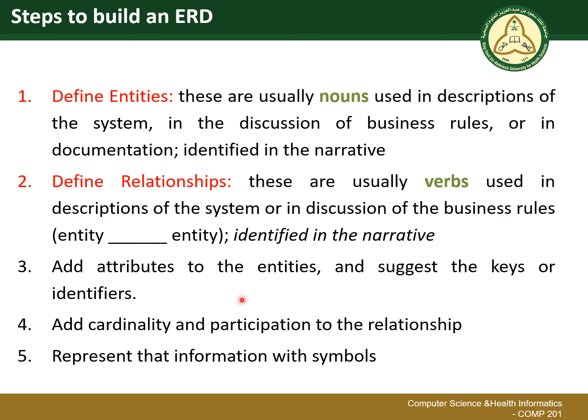Third, add the attributes to the entities, the fields, and suggest the key or the identifiers, which of the attributes will be used as a key identifier. Fourth, add cardinality and participation to the relationship, and represent that information with symbols in your diagram.